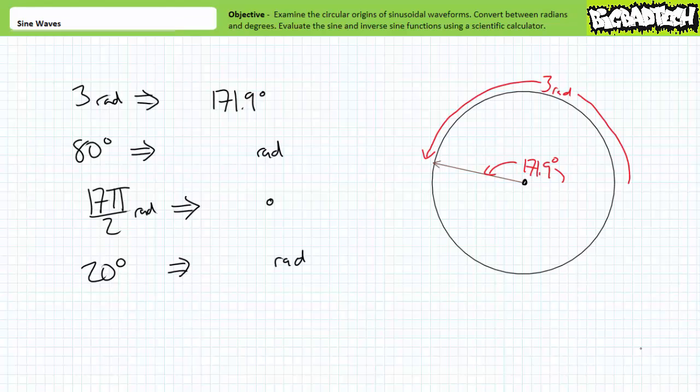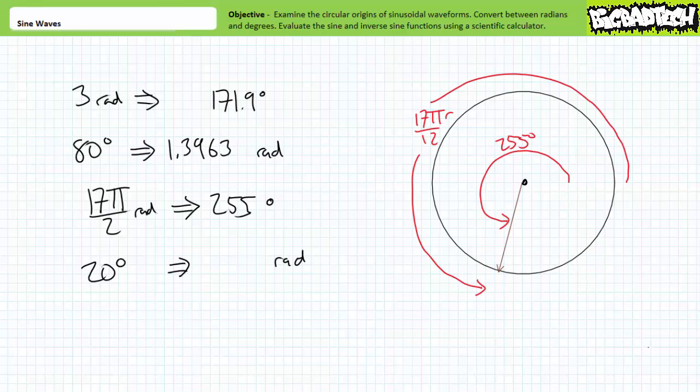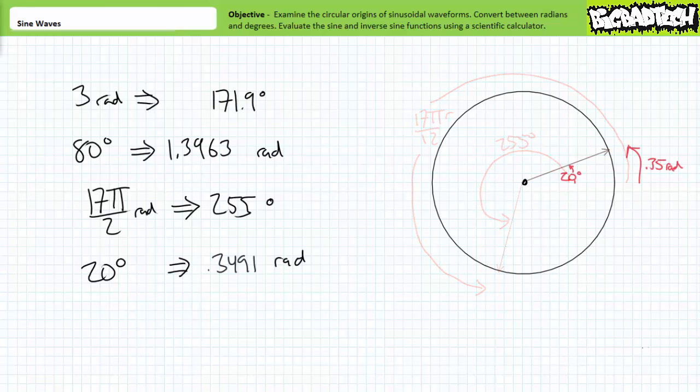3 radians is roughly equivalent to 171.9 degrees. Given 3.14 radians is halfway around at 180 degrees, 171.9 degrees would be just a little shy of 180 degrees. 80 degrees would be roughly equivalent to 1.4 radians. 17 pi over 12 radians would be equal to 255 degrees. And finally, 20 degrees is roughly equivalent to 0.35 radians.